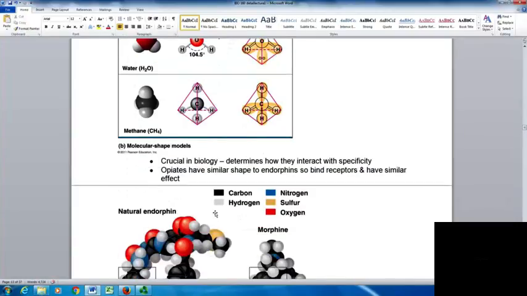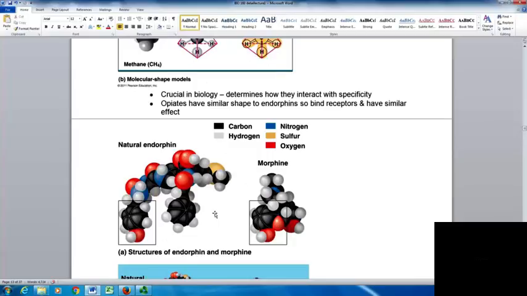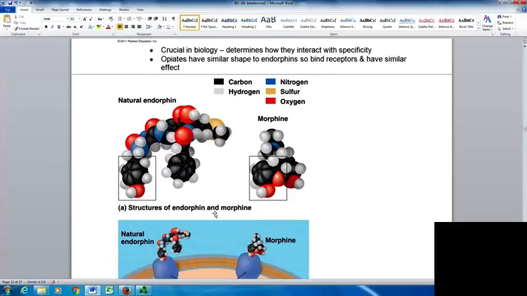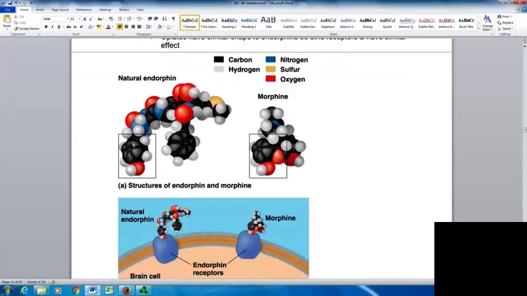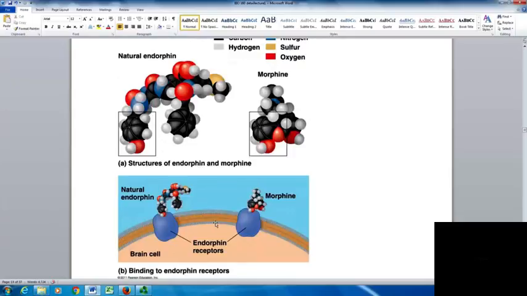So the molecular shapes are crucial in biology because it will show how they interact with specificity with other molecules. If we look at the opiates, for example, they have a similar shape to endorphins, so they bind similar receptors. Here you can see on the natural endorphin, this is the part that will bind to the receptor. Morphine has a part that looks just similar enough that it will fit in the receptor. So in the brain cell where you've got these endorphin receptors, you can have the natural endorphin bond to it, but morphine will also bond to it.